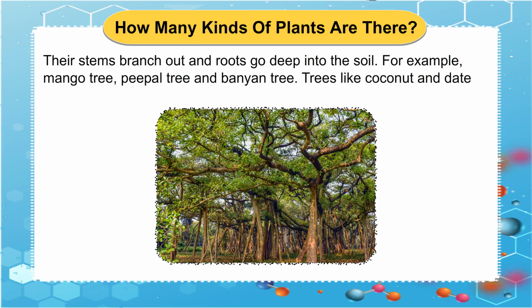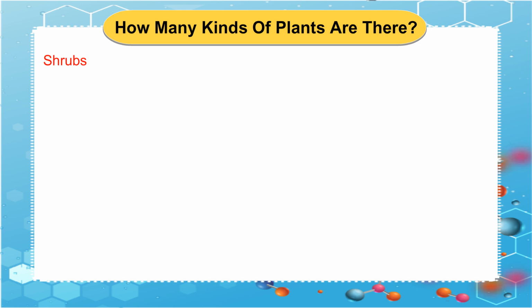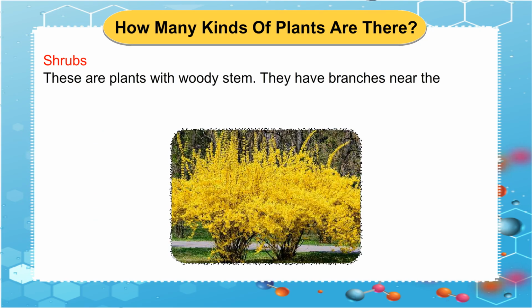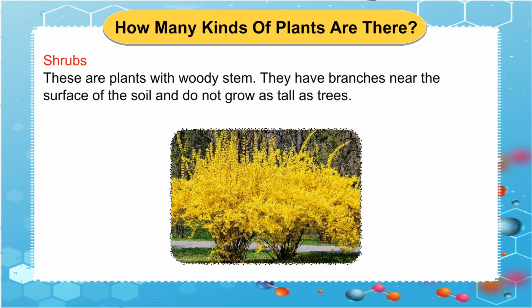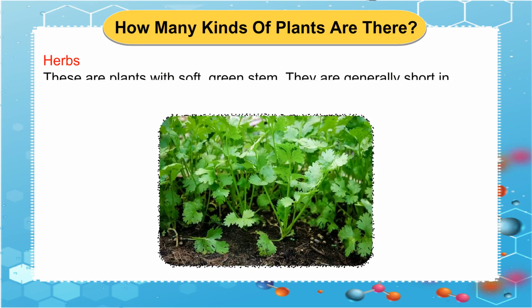Shrubs. These are plants with woody stem. They have branches near the surface of the soil and do not grow as tall as trees. For example, rose and bougainvillea. Herbs. These are plants with soft, green stem. They are generally short in height. For example, coriander, mint, and thyme.